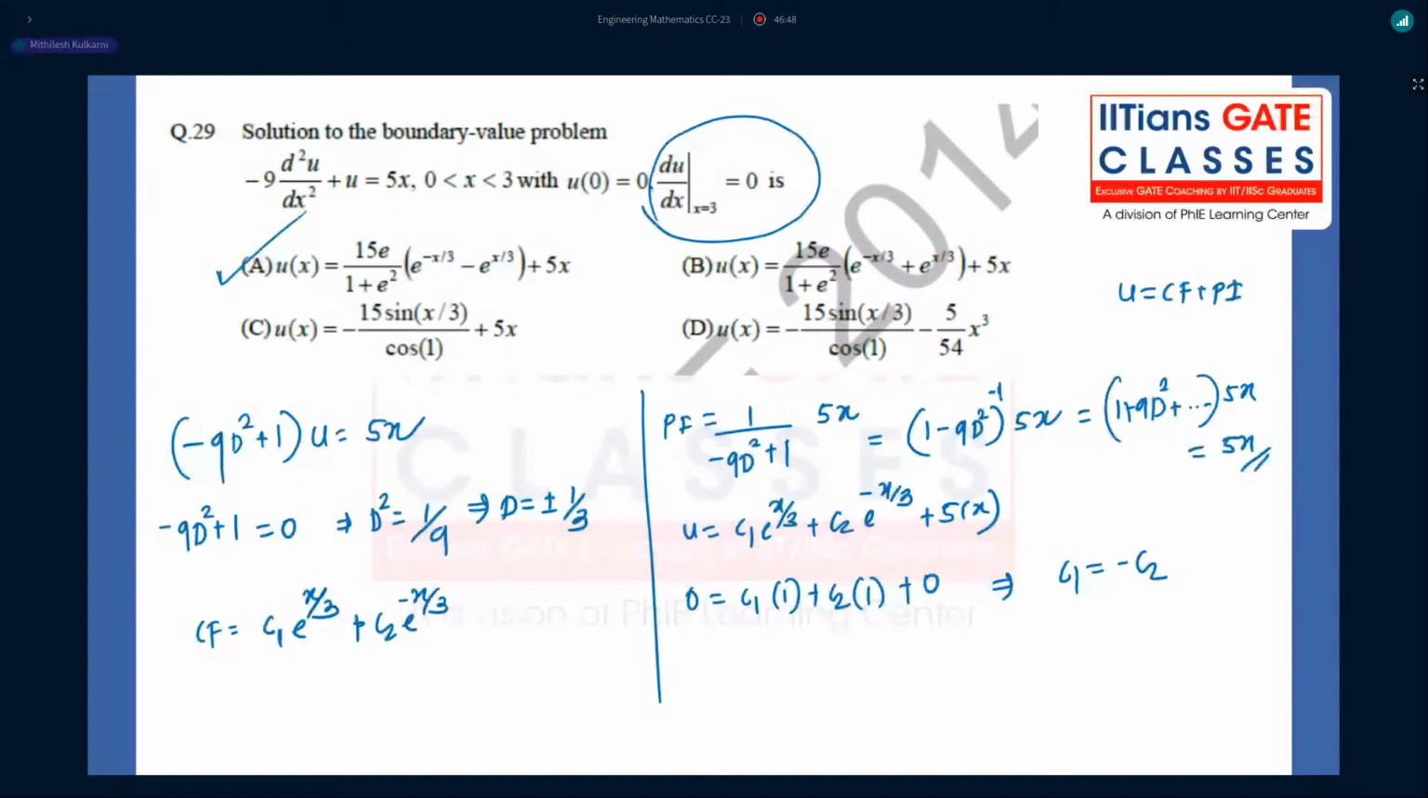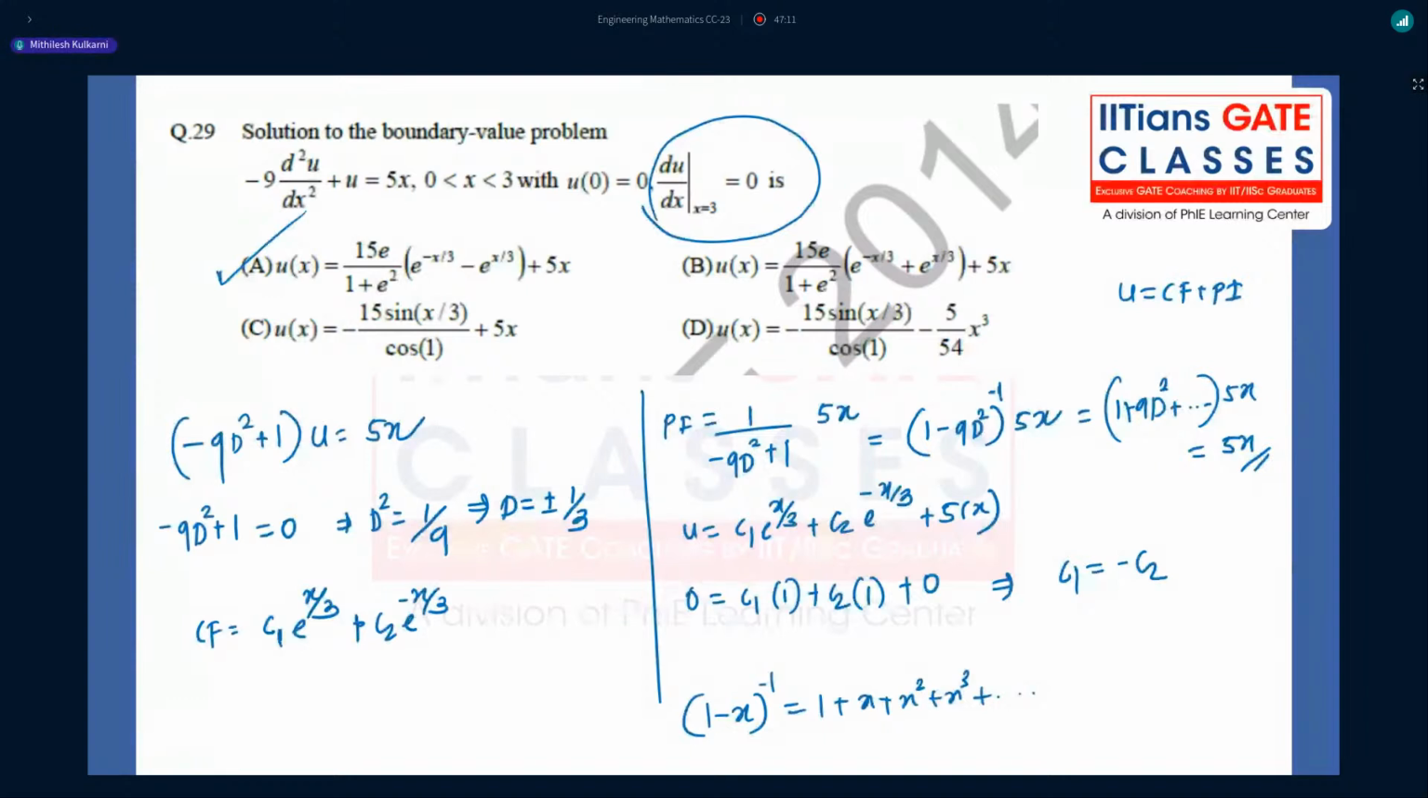Just to let you know, 1 minus x raised to power minus 1 is equal to 1 plus x plus x square plus x raised to power 3, and so on. Some formula is there, right? Series. So that is what we are using here. Is it clear?